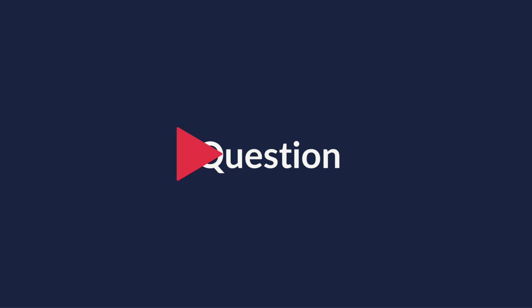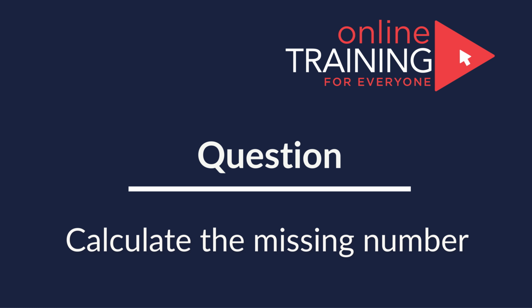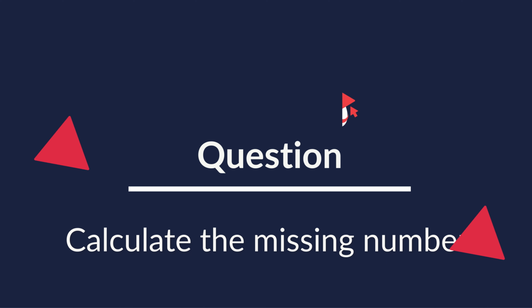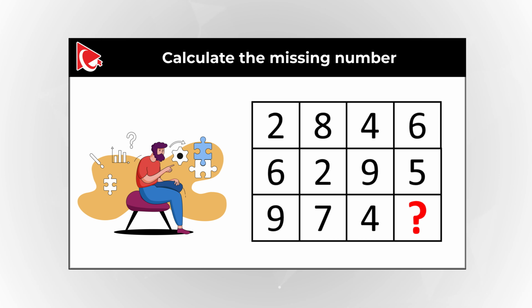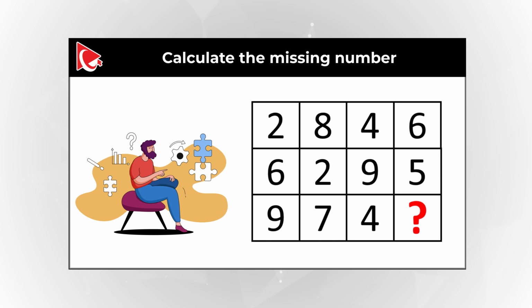Let me present you with the challenge where you need to calculate the missing number. You're presented with the rectangle. A rectangle has 11 numbers, and the number in the bottom right corner is missing. Let's go through the numbers.